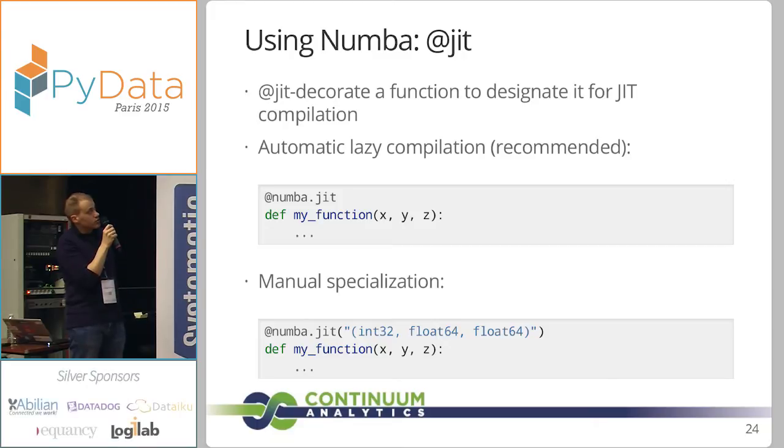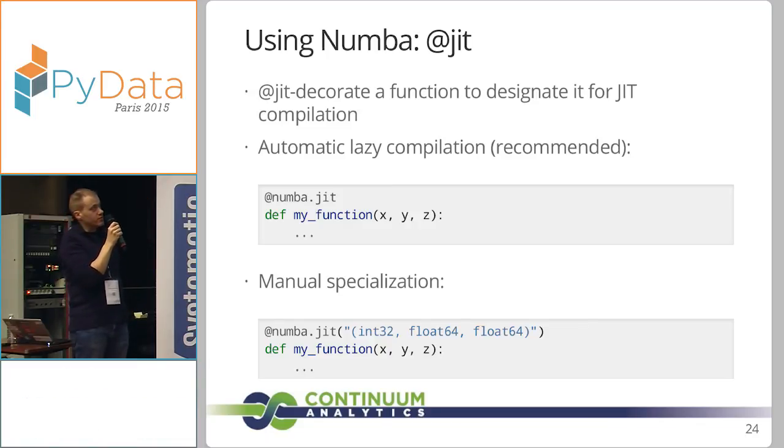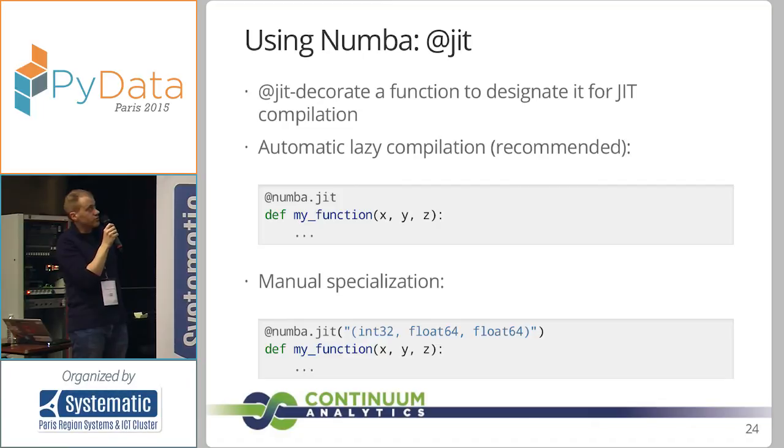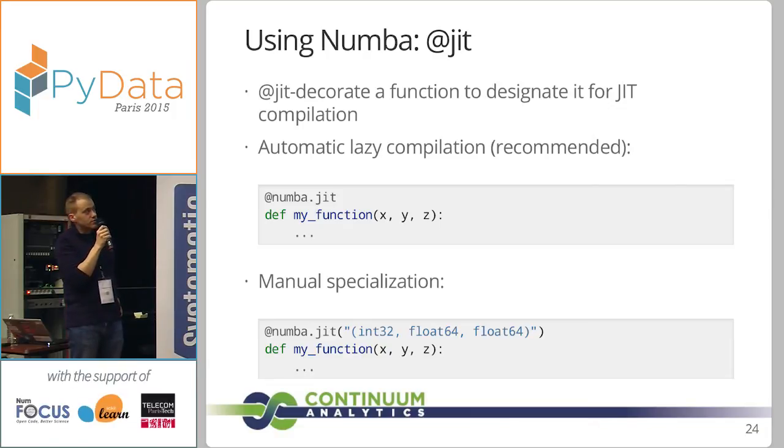But you can also choose to specialize by hand. You can pass a signature here in string form. It's a kind of mini language you have to learn about if you want to use that feature. This means you can also specialize your function for types which will not have been inferred by Numba. The main use case I can think of is choosing to use a single precision floating point, because by default Numba will use double precision.